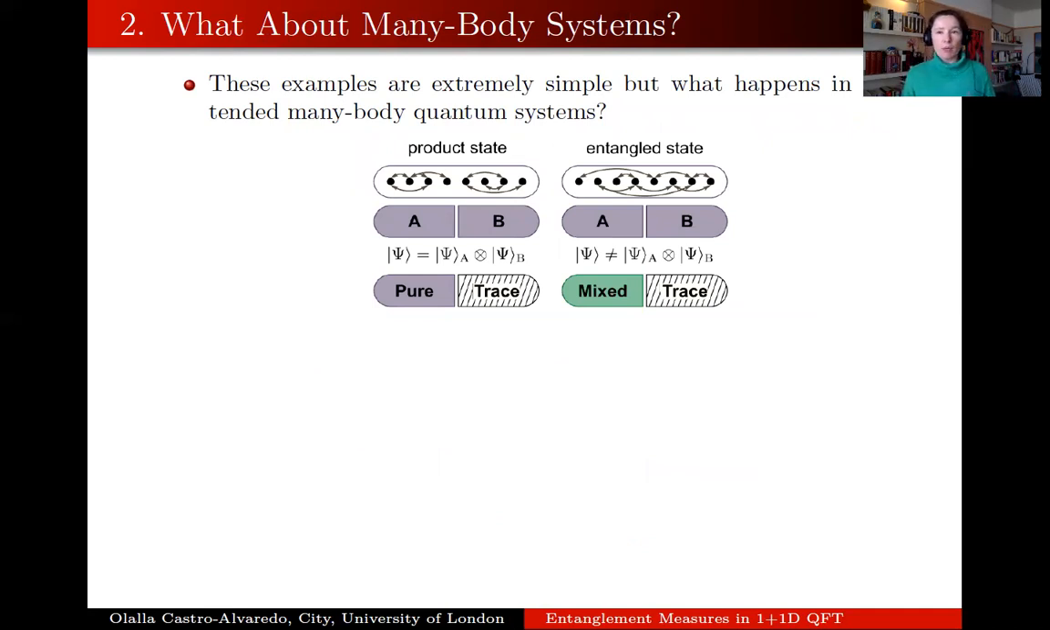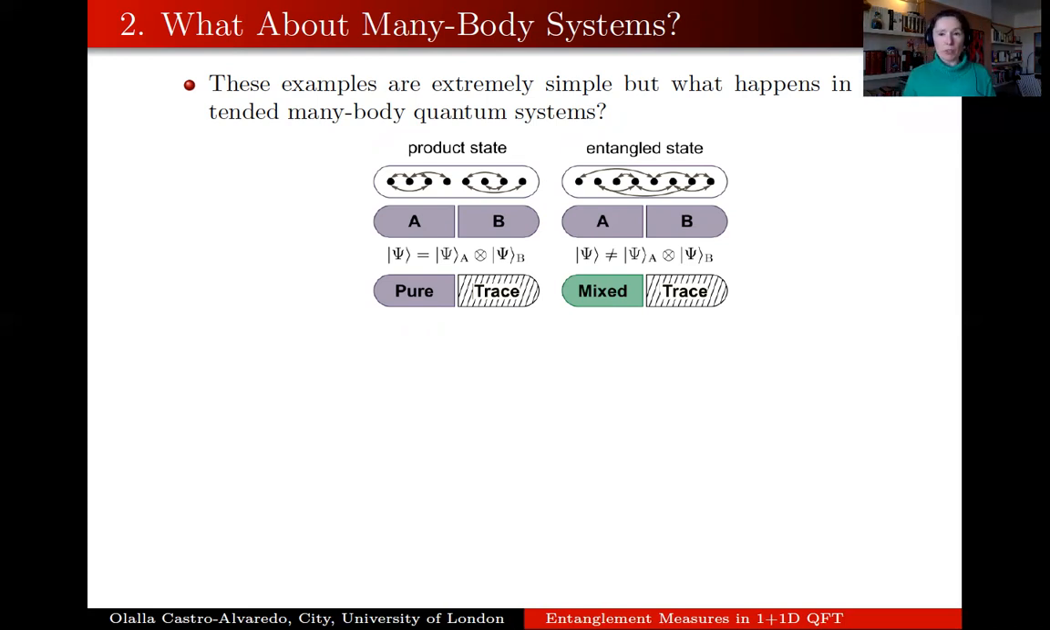So instead of thinking about 2 spins, you might now think about a bipartition of your system. So you're going to divide your system of spins, your spin chain, if you wish, into 2 parts, A and B. And you're going to look at the state that describes the whole system, whether it factorizes or doesn't. And let's think about a pure state.